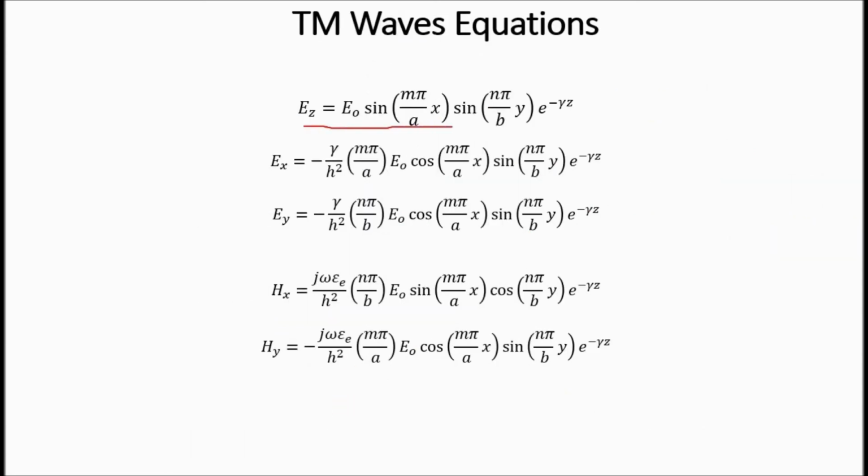Now for the TM wave equations, you already obtained the Ez expression. We apply the expressions we obtained earlier to find Ex, Ey, Hx and Hy. So use those expressions to find the equation for the x component of electric field and magnetic field, and also the y component of electric field and magnetic field. So now all the electric field and magnetic field equations are here. Hz is equal to 0 because it is a TM wave.